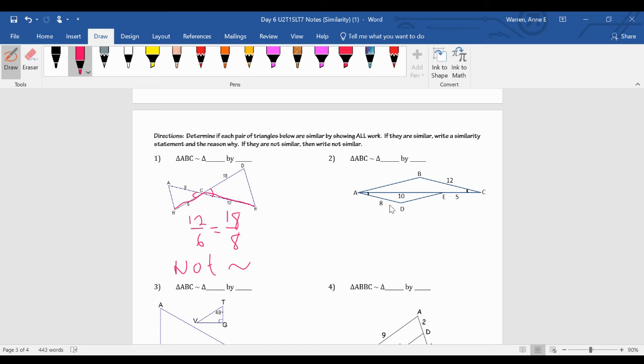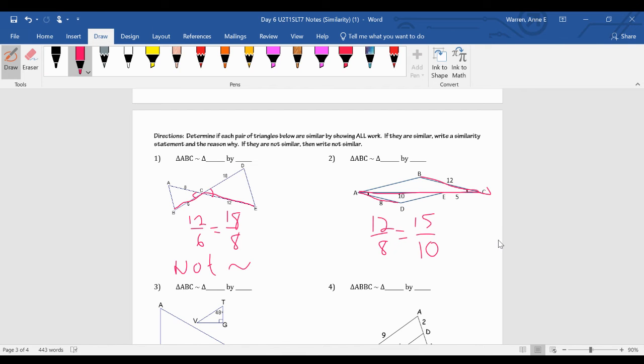So the shorter side of the smaller triangle has a length of 8. The shorter side of this larger triangle is not 5 because this whole entire side length is actually 15. So the shorter side here would be 12. So a ratio of 12 to 8. Then when I do a ratio of the larger sides, the longer side of the smaller triangle is 10. The longer side of the larger triangle is this whole distance here, 10 plus 5, which would be 15. Okay, so in this case, I have 12 divided by 8 equals 15 over 10. That is true.